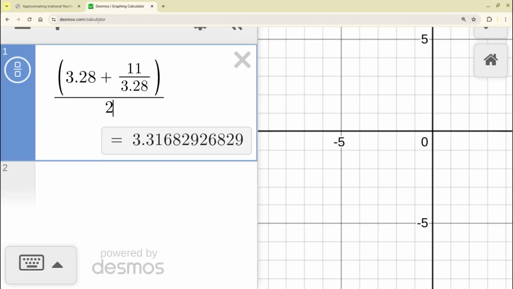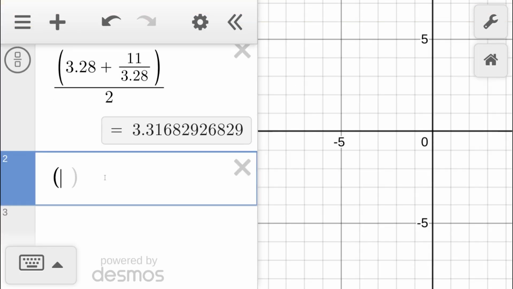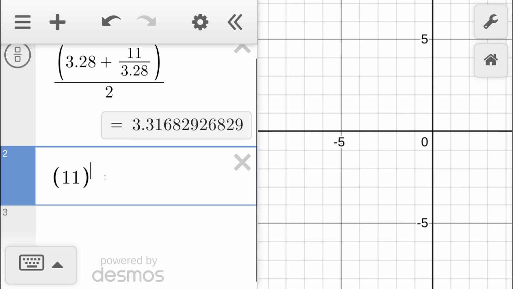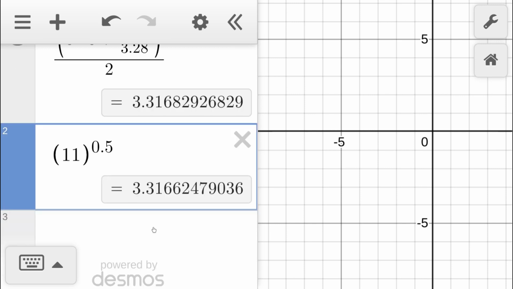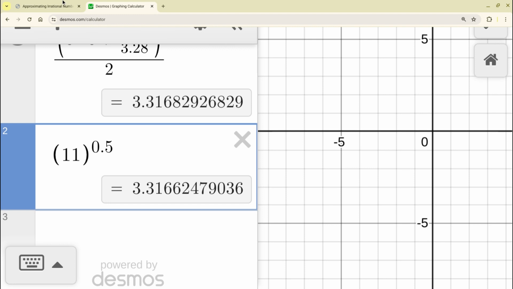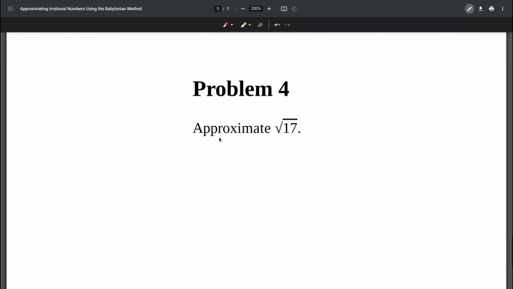Okay, what's the actual value of the square root of 11? So we do 11 raised to the 0.5 power. We get 3.316624. So again, we're accurate to the thousandths place using this technique, which is pretty cool. All right, let's do one more.